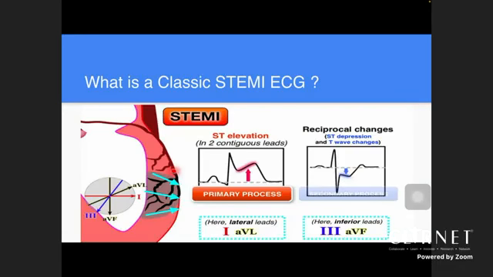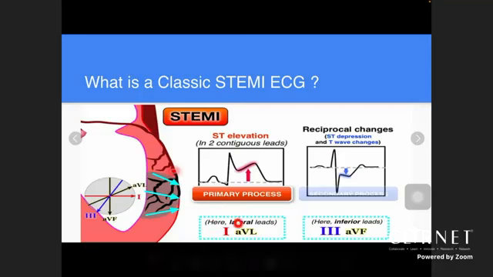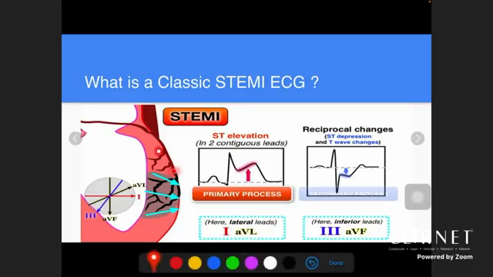STEMI, as we all know, is ST elevation in the ECG in two contiguous leads, two or more small squares. So you can see here that there is ST elevation above the baseline, and this is in lead 1 and AVL. This indicates myocardial infarction or necrosis in this area of the myocardium, which is reflected in the lateral leads.